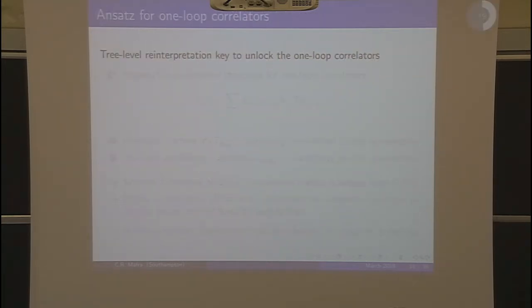and that provided us the clue to unlock the expressions for the one-loop correlators. We started by assuming a Lie polynomial structure for the one-loop correlators, and the idea behind this assumption is that the OPEs are a local manifestation of the surface. So if you have some local symmetry at tree level, we expect the same symmetry to hold at one loop.